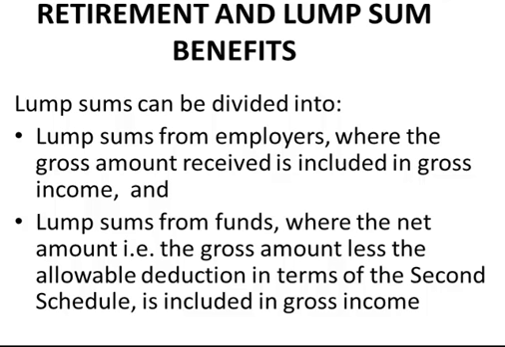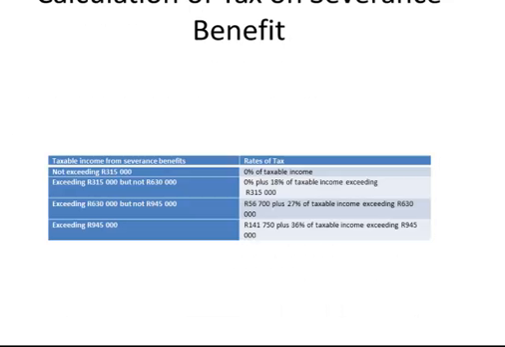Retirement and lump sum benefits. Retirement lump sum can be divided into lump sums from employers where the gross income received is included in gross income, and lump sum from funds where the net amount is included in gross income. In any calculation of severance benefits, any amounts that do not exceed 315,000 Rand are taxed at 0%. Anything over that goes up 18, 27, and 36%.